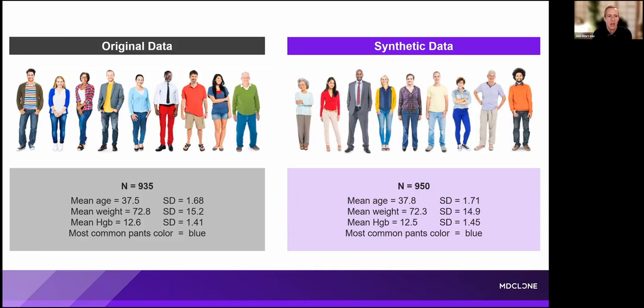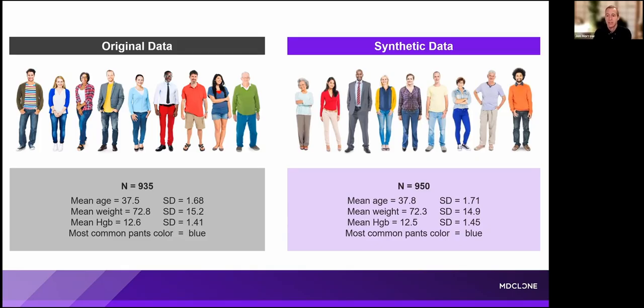You don't see the gentleman on the far left in the striped shirt. You don't see him anywhere on the right. But the synthetic data set, again, has the same sort of shape and overall properties as the original. The number of patients in the synthetic data set, again, it's not exactly the same. It's not meant to be, but you have 950, so it's approximately the same size. And the descriptive statistics, both for the continuous and the discrete variables, age, weight, and hemoglobin, and clothing color, are very similar to the original population. They are statistically the same as the original population.